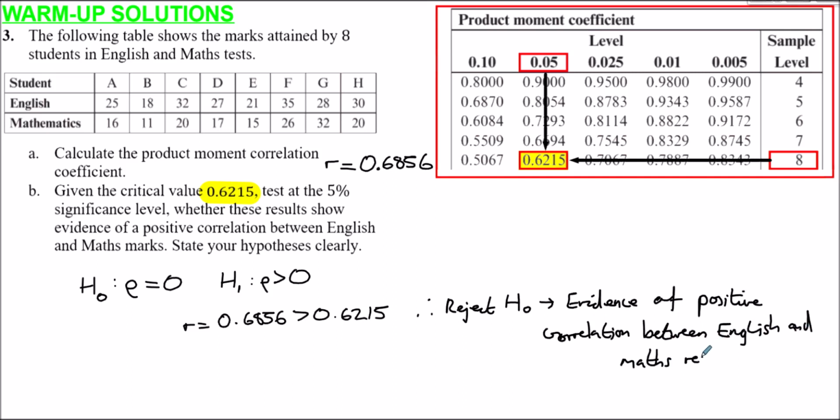But that's essentially what we need to write down to secure full marks. Just a brief conclusion, that's why we're rejecting H0, is because this r value is more extreme. And that's the upshot of what happens when we reject it. That's the evidence of positive correlation.